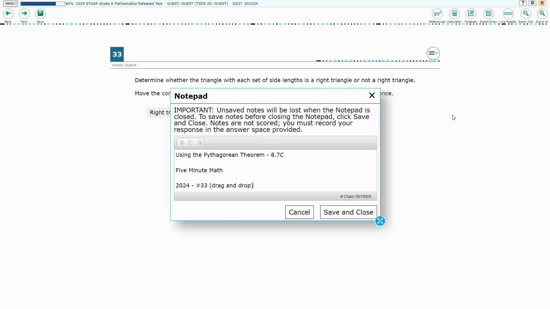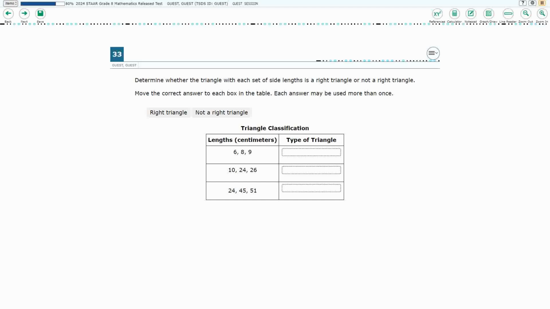Today we are looking at the 8th grade concept of using the Pythagorean Theorem. This is standard 8.7c in the great state of Texas, and we are using item number 33 of the 2024 released STAAR test. If you haven't done so already, please go ahead and take a moment to pause the video, work this problem out on your own, unpause it, and we will look at our answers together.